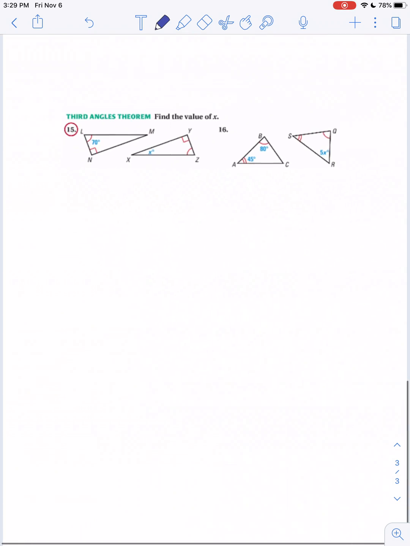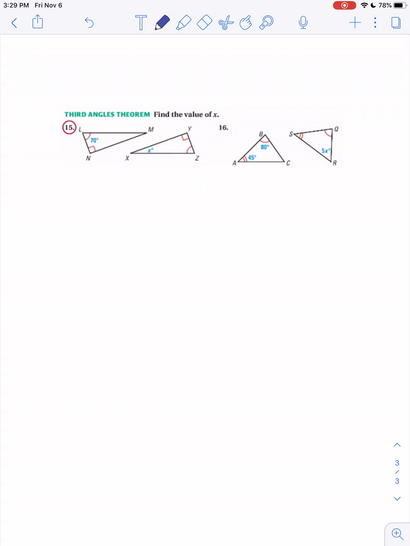All right, last thing, find the value of X. So we're given that this angle and this angle are the same, so I'm going to carry the 70 over there. And so I have 90 plus 70, that's 160. Subtract it from 180, it looks like our missing angle is 20.